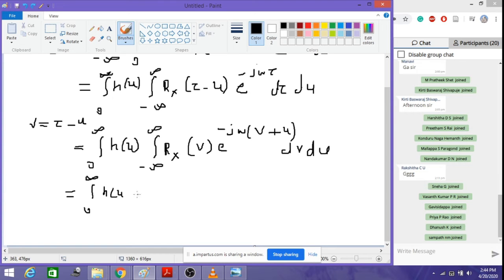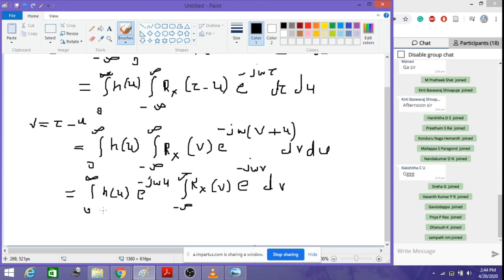Now when we expand this exponential term, before writing this, we'll split this term. Then we get two exponential terms, that is exponential of minus j omega u, and inside the integral from minus infinity to plus infinity of Rx of v into e power minus j omega v into dv.